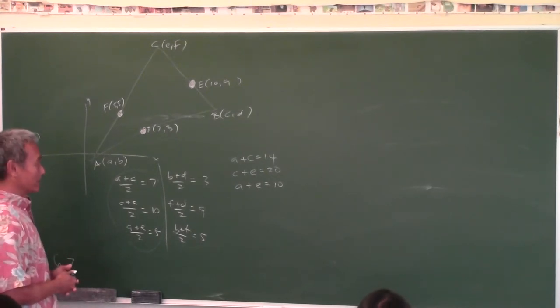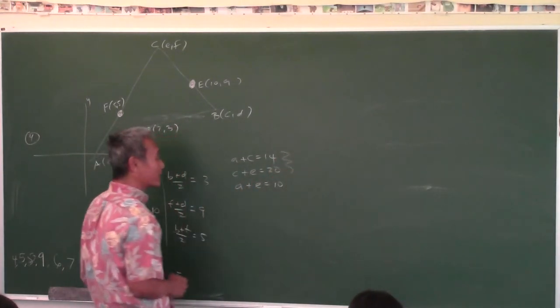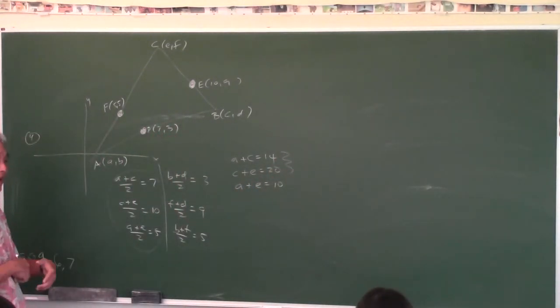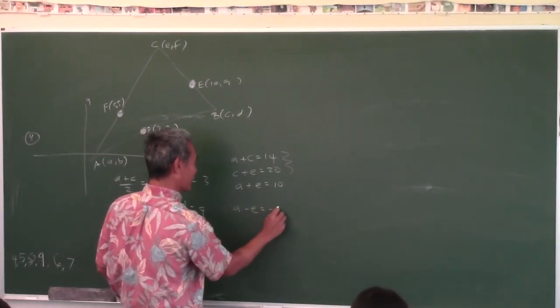Just pick one and go with it. A. Okay, I heard C the first time. So look at these two equations. What can I do to eliminate the C? Should I add them or subtract them? Subtract. Yeah, subtract. So if you subtract, you get A minus E equals negative 6, right?